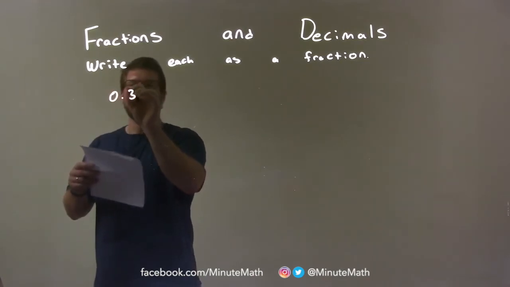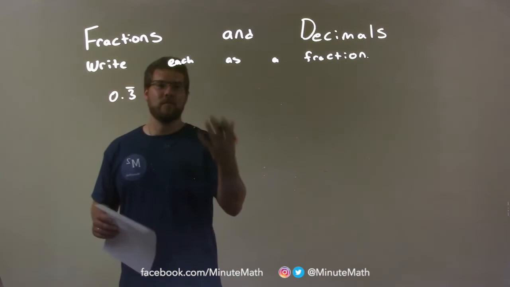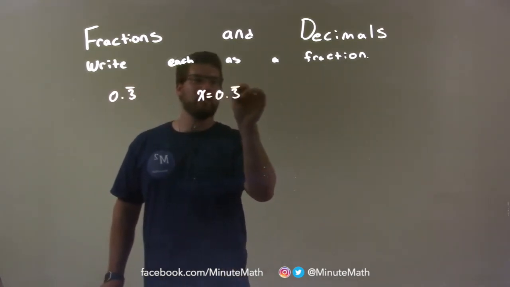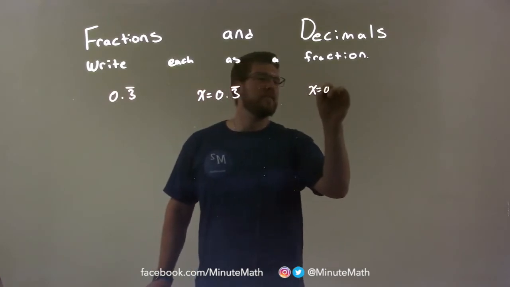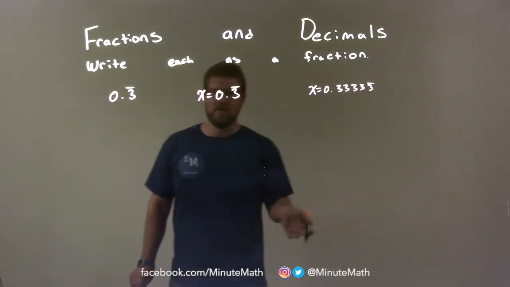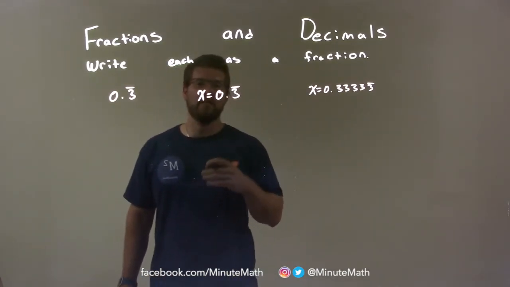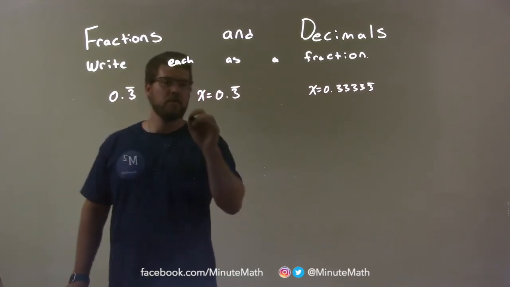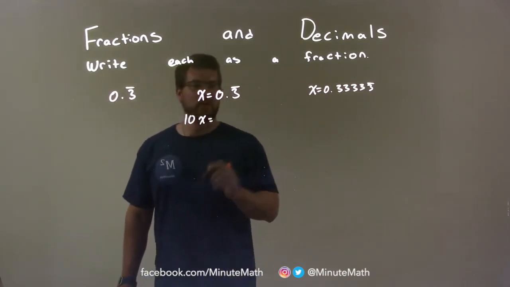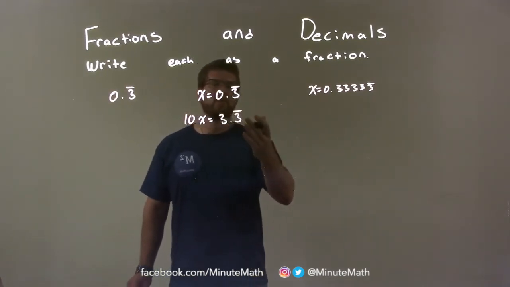0.3 repeating. Since 3 is the repeating part, I'm going to label that as x, x equals 0.3333 repeating forever. I want to multiply the 0.3 repeating by 10. So 10 times x, the same thing as 10 times 0.3 repeating, is 3.3 repeating. We just move the decimal over 1.